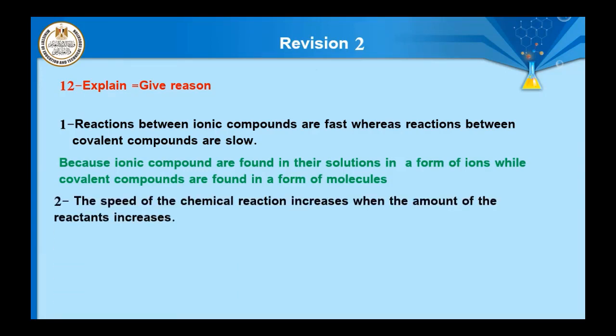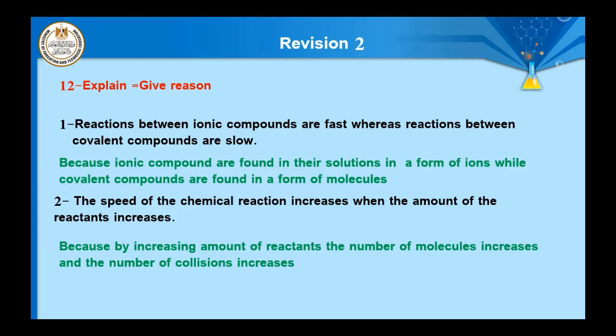Question number 2. The speed of the chemical reaction increases when the amount of reactant increases. One of the factors that affects the speed of the chemical reaction. The speed of the chemical reaction increases when the amount of reactant increases? Yes. Due to what? Increasing the number of molecules and the number of collisions. Because by increasing the amount of reactant, the number of molecules increases and the number of collisions increases.